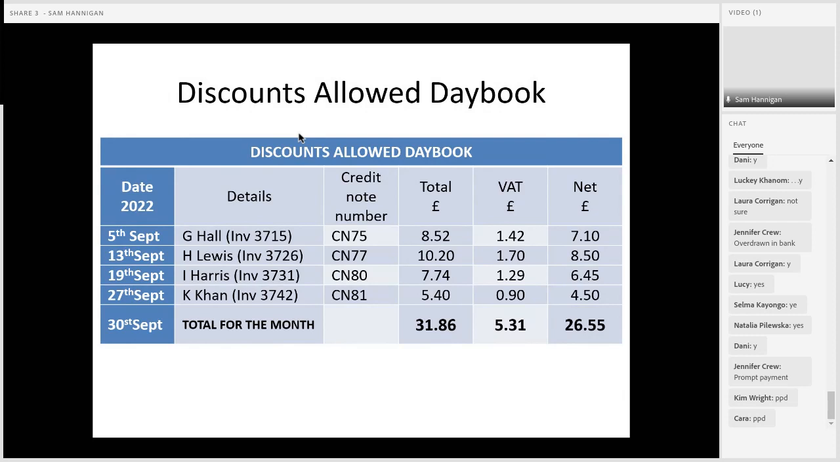So if their terms are 30 days and we said to them, right, we will let you have 3% if you pay us in 7 days, that's what that is. It's an incentive for us to get the money in early to help our cash flow. So when it comes to this in the exam, and I'm going to show you an exam style question in a minute, remember that when they've sent you that check, the discount's already been taken off it. So don't take it off again. All you're doing with this is you're entering your credit note numbers. You've got your totals, and they need to be posted into your main ledger. So discounts allowed is an expense to the business.